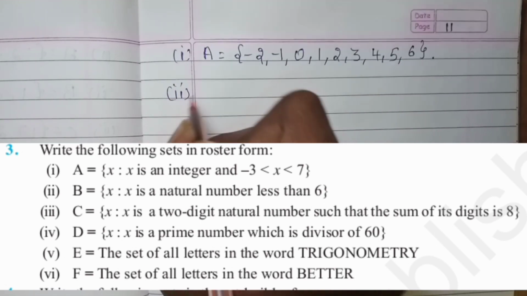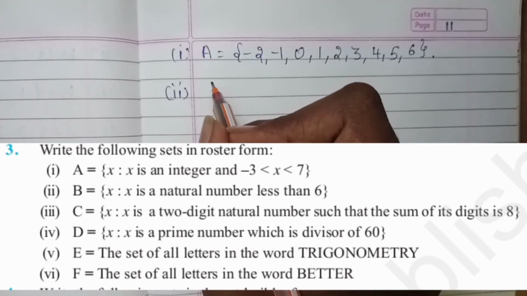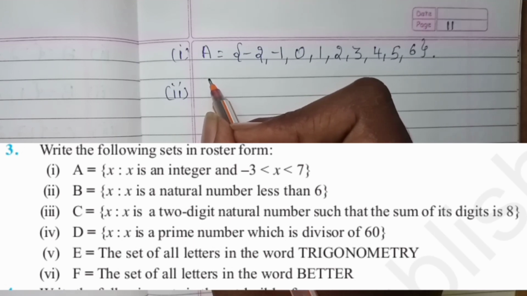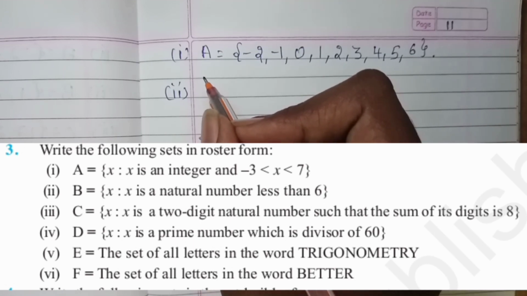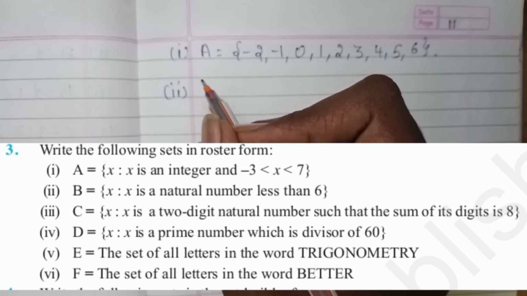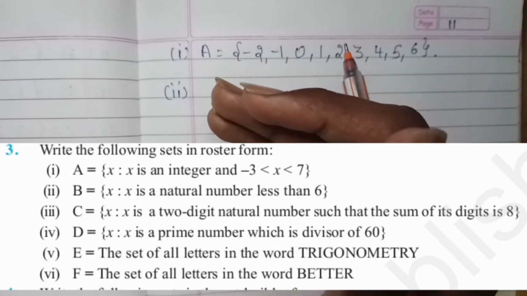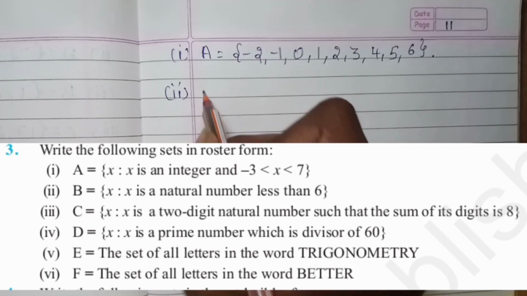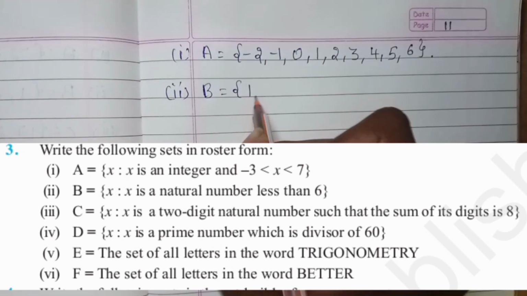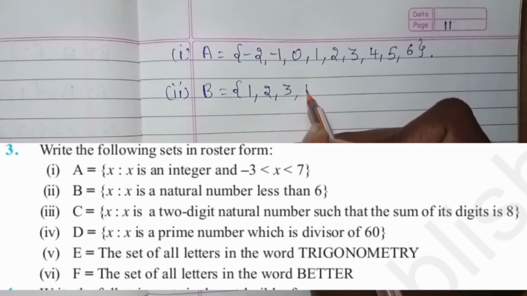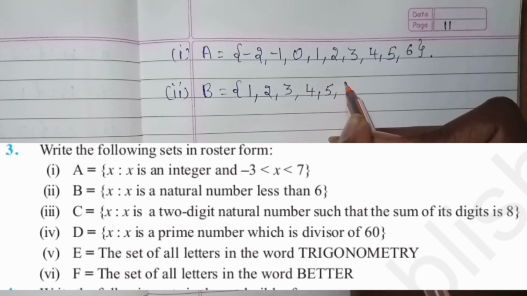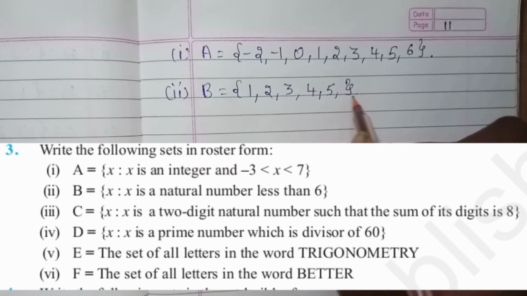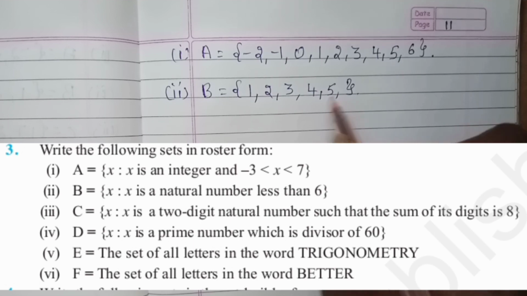The second sub question: B is equal to {x : x is a natural number less than 6}. A natural number begins from 1 and goes till infinity. Here they have given the condition that it should be less than 6. Then the elements of the set B are 1, 2, 3, 4, 5. 6 is not included in the set, therefore 5 is the last element.